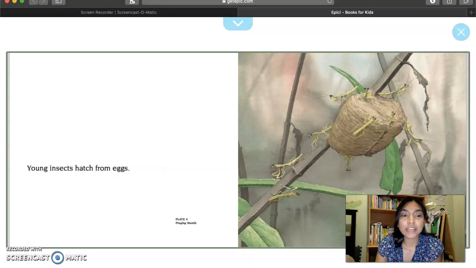Then we have young insects hatch from eggs. Okay, so that's something that we're also going to be taking a look at. And we're going to talk about how insects are born. So this is a praying mantis. This is what that insect is called.